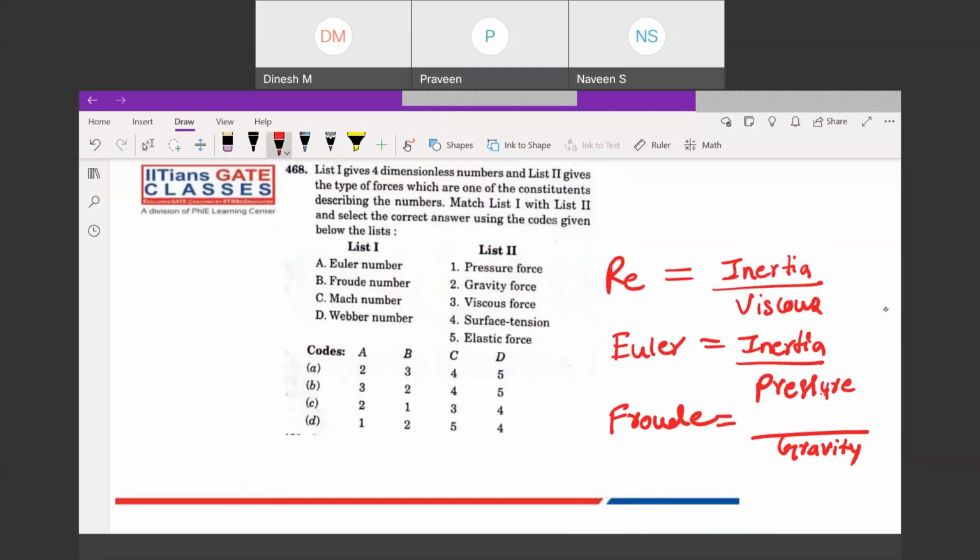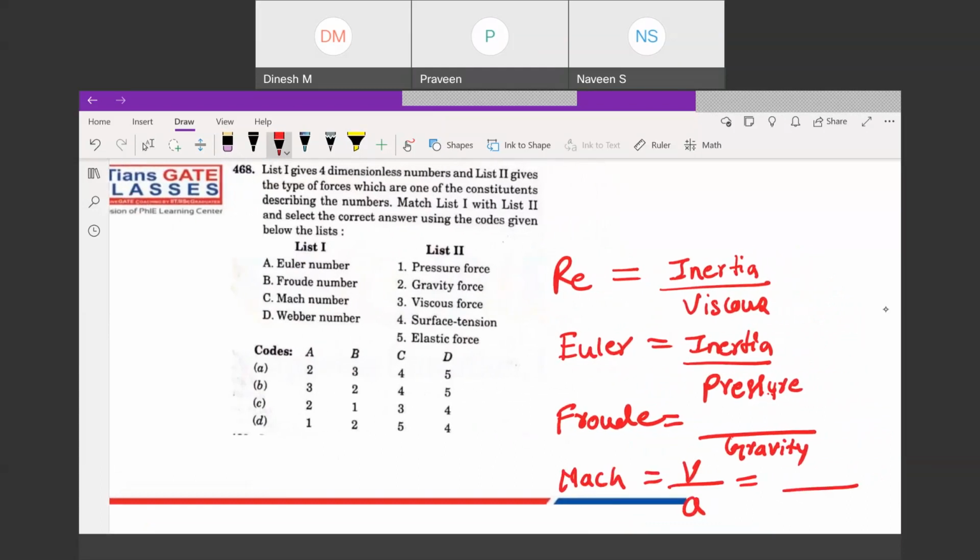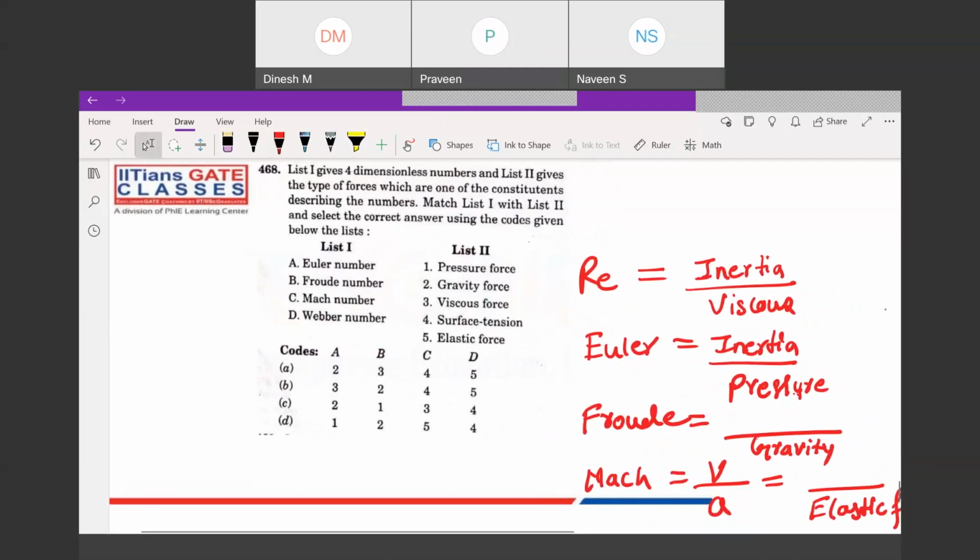Then Mach number, which is actual speed by speed of sound. So it is related to elastic force. These numbers, their definitions are very important actually. Okay, and then Weber number, it is related to surface tension.